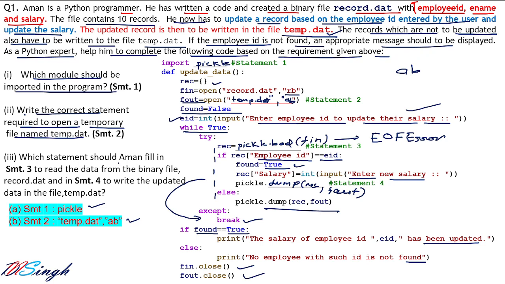Question number 3: which statement should Aman fill at statement number 3 to read the data from the binary file? As we know, the function load should be used to read the data from the binary file, which is defined inside the pickle module. So we have used that function. Check it out, load fn, and at statement 4 to update, we know that the dump function is used to update. So record and f out. Now the file handle is where we want to put our record into the temp.dat, and f out is the file handle which is associated to it. So these are the answers for this particular question.